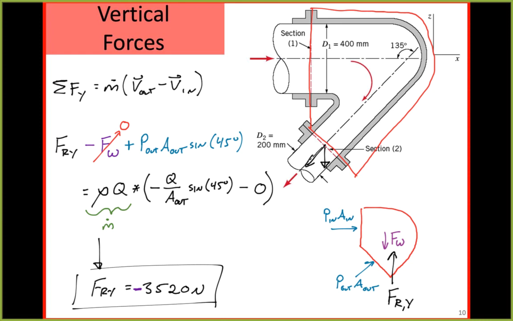If it trickles through and you get a negative answer, what that means is you got the direction wrong. So the magnitude is correct, 3,520 newtons, but it should be in the downward direction. So this fitting is going to try to kick up, and we're actually going to have to push down on it. Just like a downward pointing fire hose creates an upward force that lifts an idiot in the air.